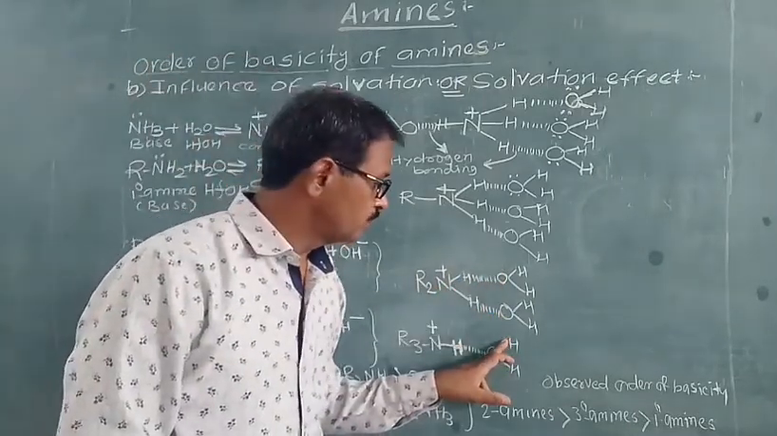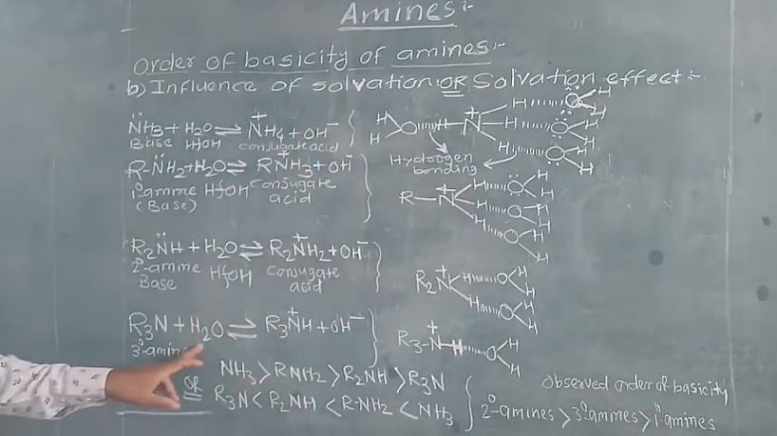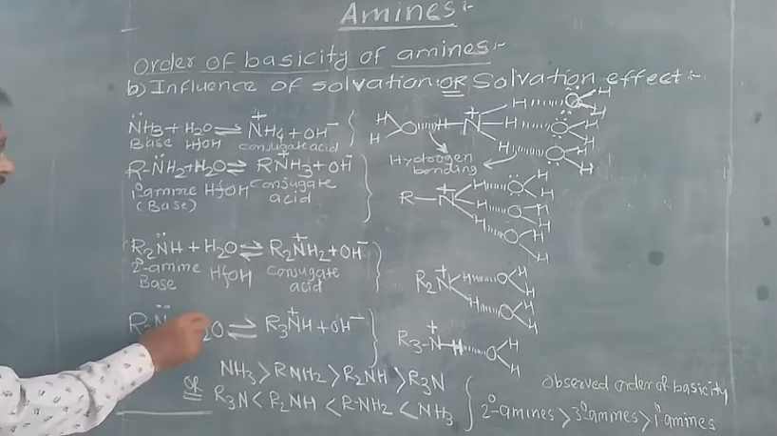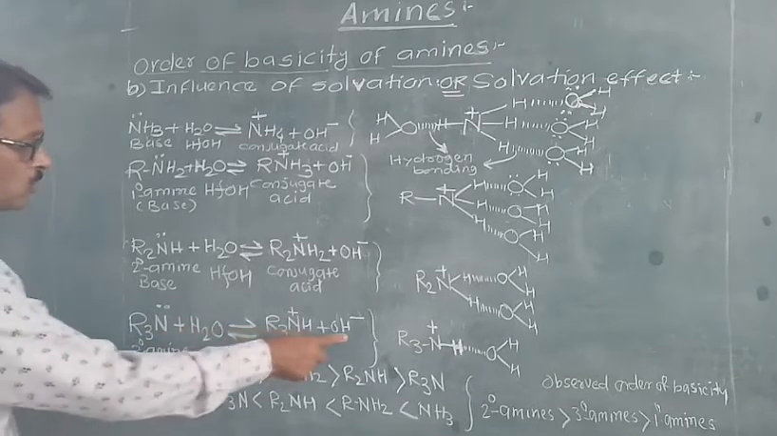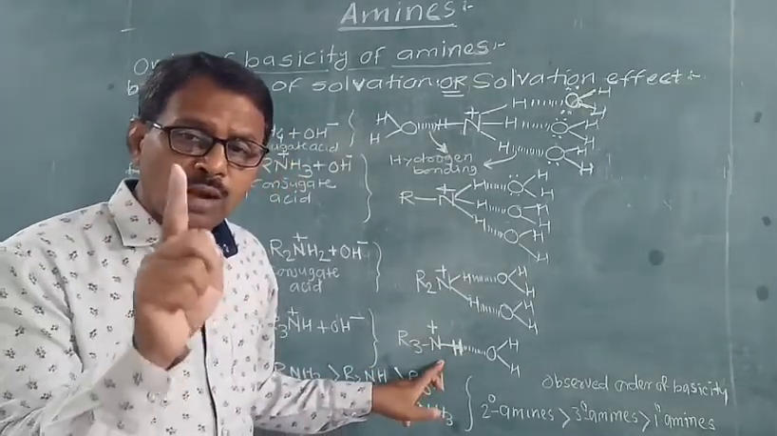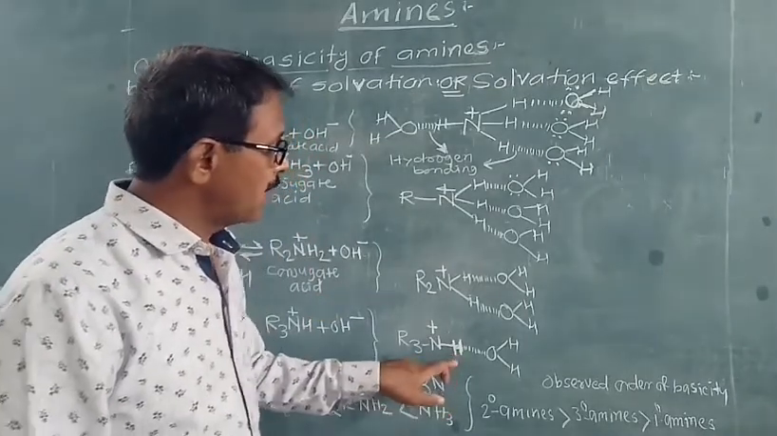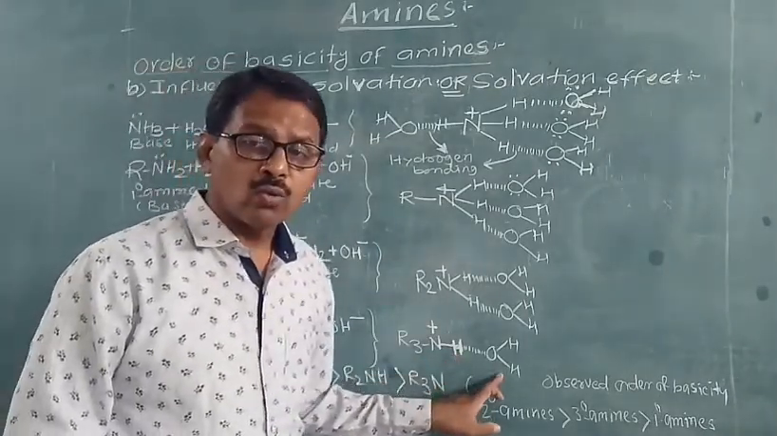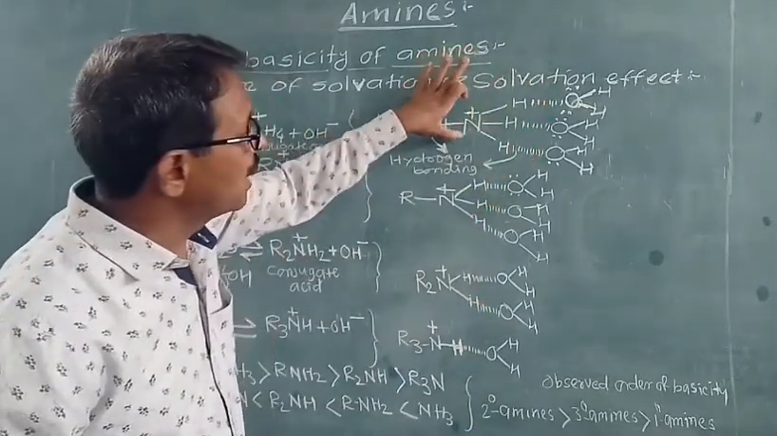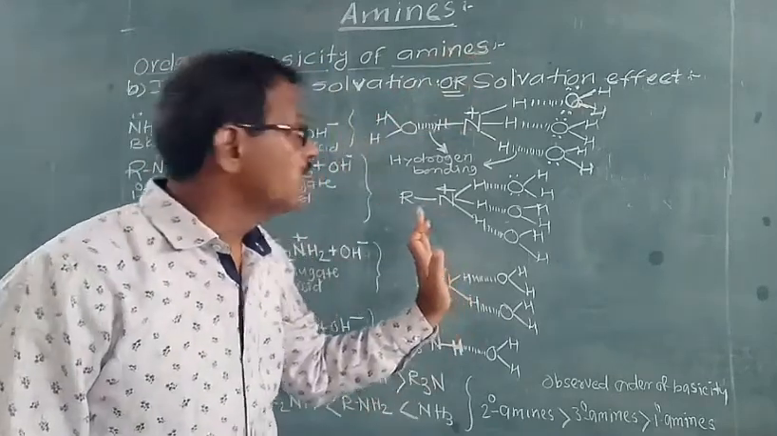And in case of tertiary amines, R3N plus H2O, again it donates the lone pair of electrons to this hydrogen atom, and forms R3NH+ OH minus. In this molecule there is only 1 hydrogen atom, R3NH+, and again it is stabilized by only 1 water molecule. As the number of water molecules is more, the positively charged nitrogen atom is more stable.